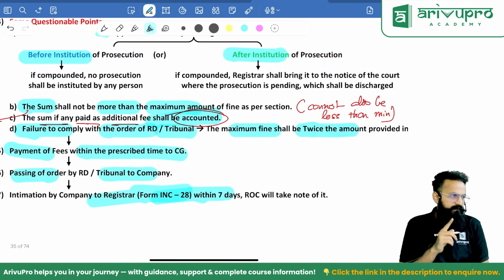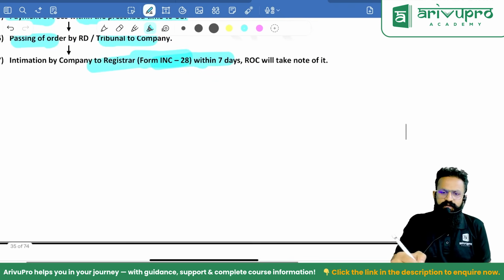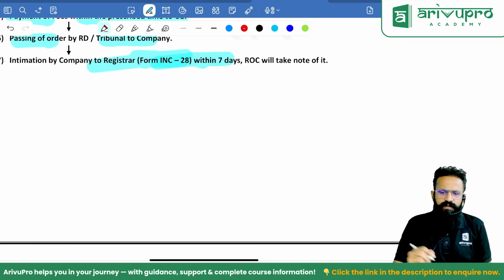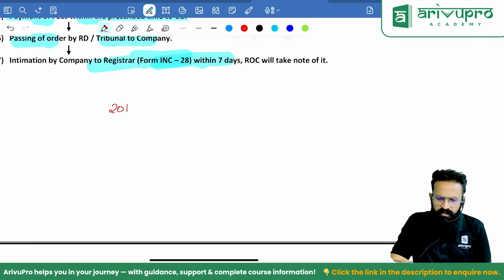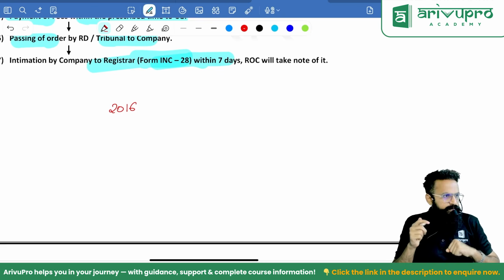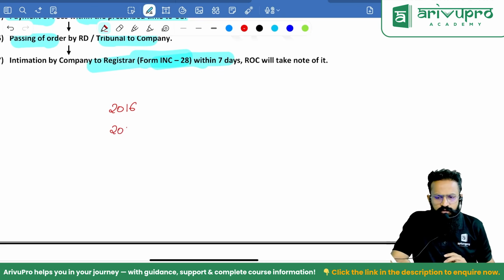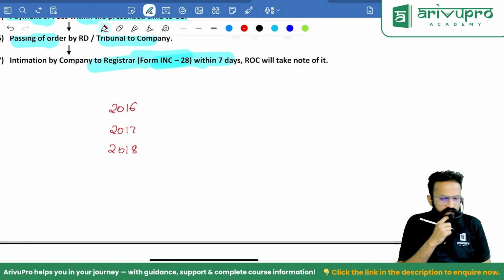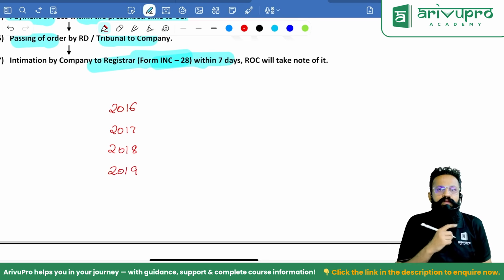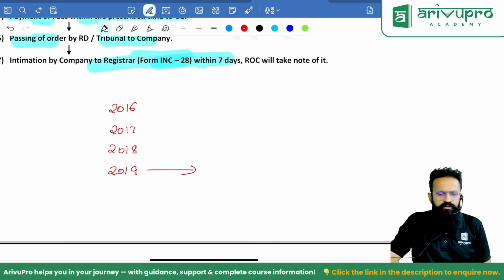Any doubts here? Now remember, sir, when can I go for compounding? Let us imagine I have done a non-compliance in the filing of the annual return in the year 2016. I have made a non-compliance. In the year 2017, and 2018, again I have not filed the annual return. So what did I do? I went for compounding of offence in the year 2019.